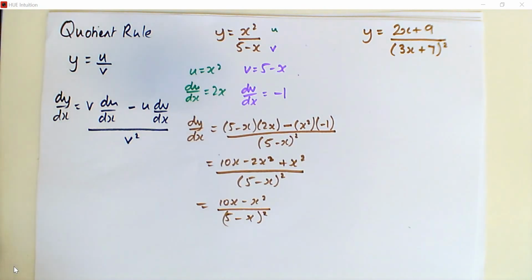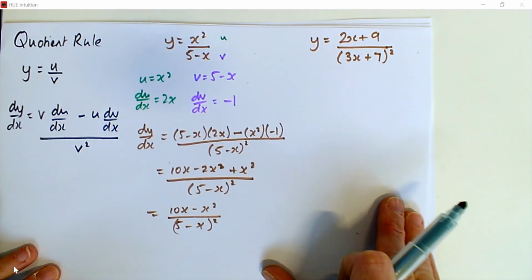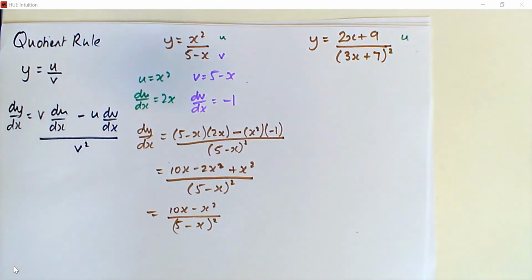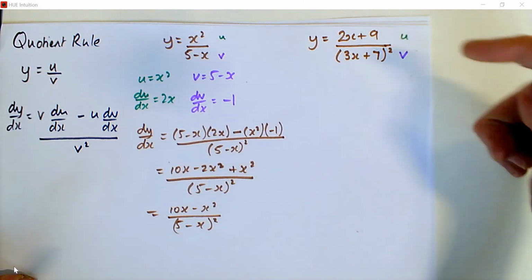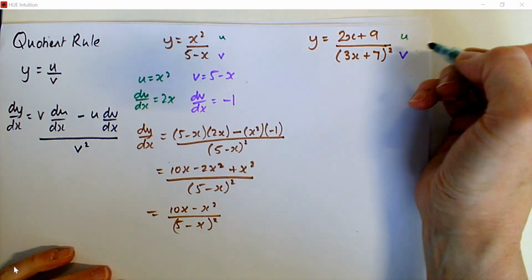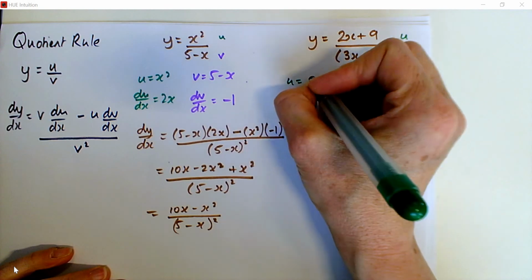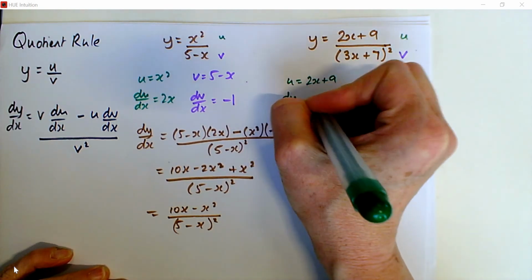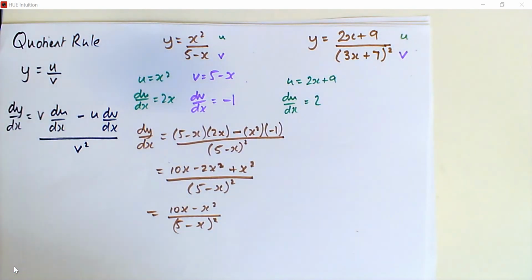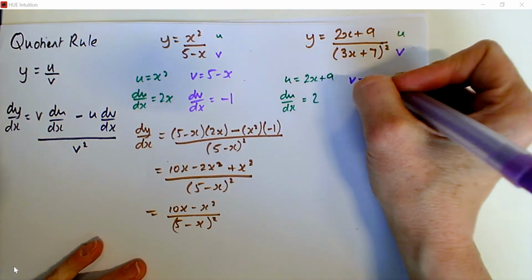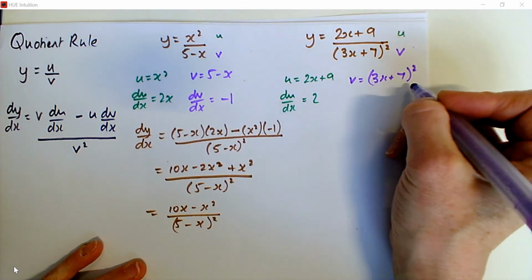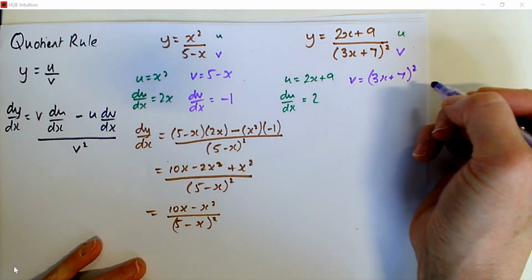Okay, let's have a look at the second example. So again, the numerator is what we call u, and the denominator is what we call v. We know we're using the quotient rule because we have a fraction. Let's focus on the numerator. If u is equal to 2x plus 9, then we know that du by dx is 2. And if v is equal to 3x plus 7 all squared, for this you could either expand out or you can use the chain rule.